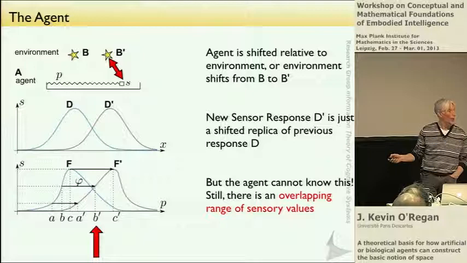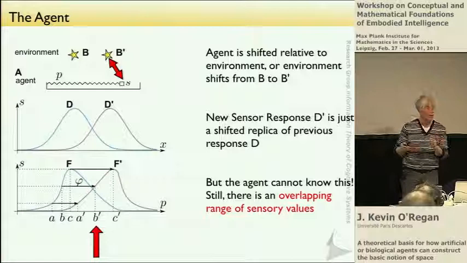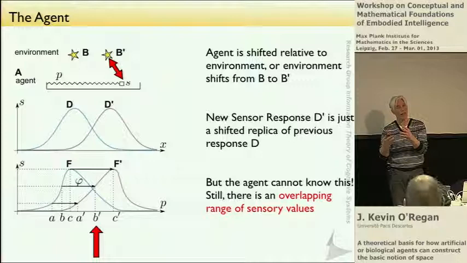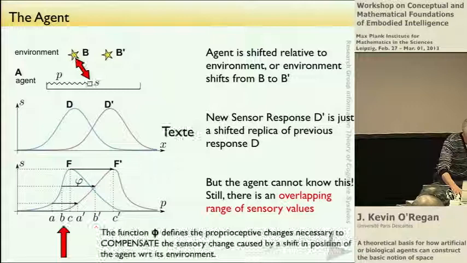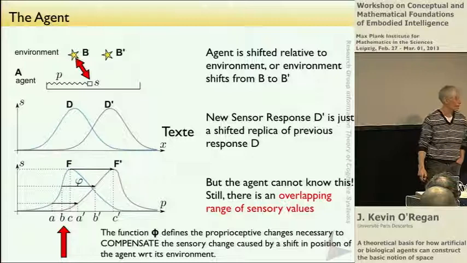And you see this function phi essentially allows the agent, after the shift, to compensate for the change caused by the shift. So when the agent jumps, there's a change in sensory input. And what the function phi tells you is what proprioceptive change the agent must make in order to compensate for that sensory change so that the sensory change is nulled. Okay? So I can make this function phi that defines these. Function phi defines the proprioceptive changes necessary to compensate the sensory change caused by a shift in the position of the agent with respect to its environment. Okay?